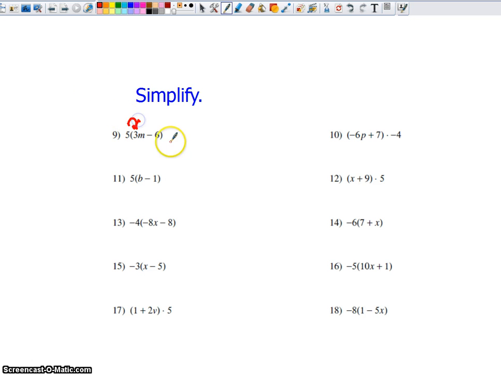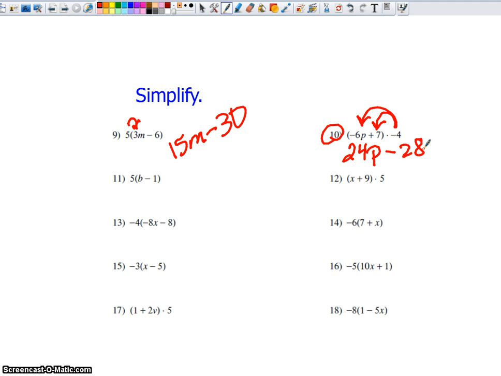Five times 3m is 15m. 5 times negative 6 is minus 30. Number 10, we're going to distribute this negative 4 kind of backwards. Negative 4 times negative 6p is a positive 24p. Negative 4 times 7 is minus 28.